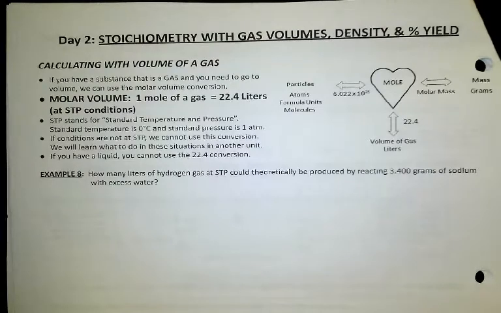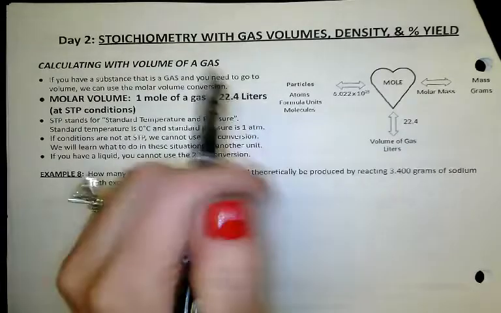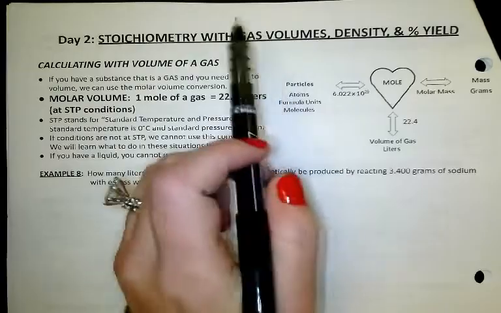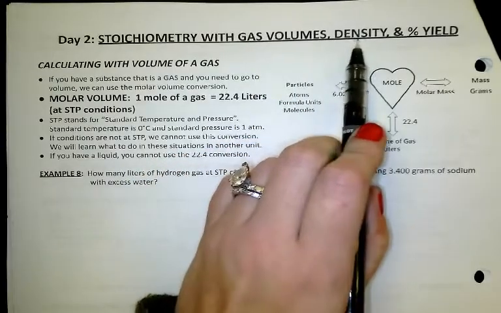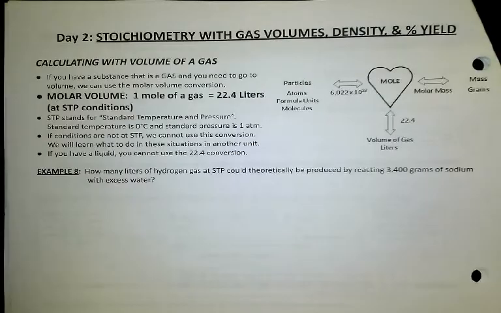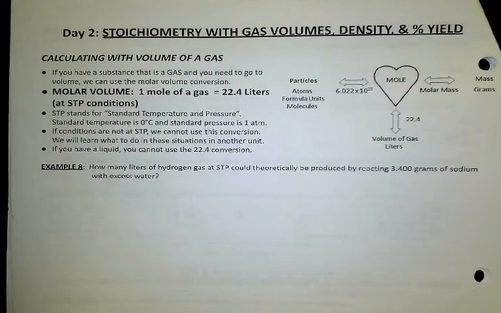Alright guys, so today we are going to learn how to do stoichiometry with gas volumes. Very easy conversion. Then we're going to learn how to use density as a conversion factor, and then we're going to learn how to calculate percent yield. Now, calculating with the volume of a gas.